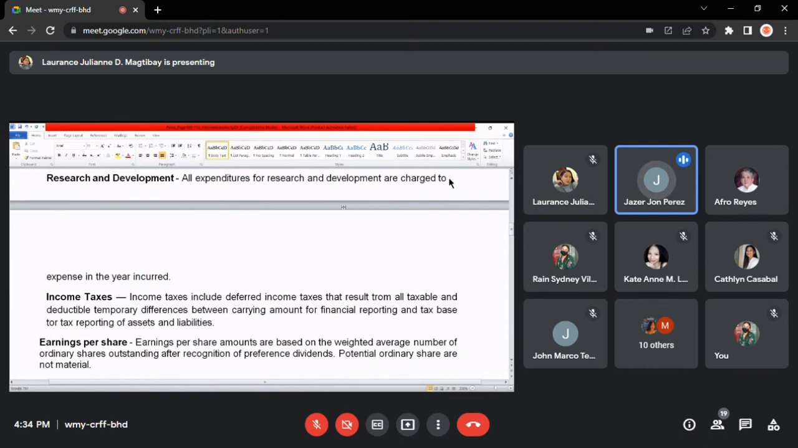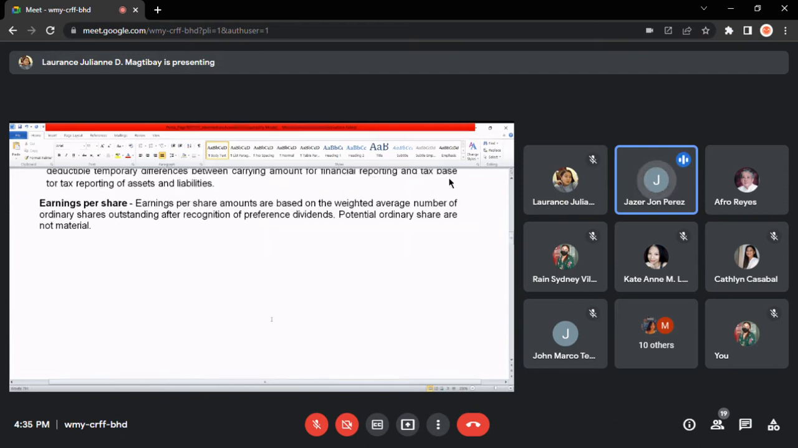For income taxes include deferred income taxes that result from all taxable and deductible temporary differences between carrying amount for financial reporting and tax base for tax reporting of assets and liabilities. And for the earnings per share, amounts are based on the weighted average number of ordinary shares outstanding after the recognition of preference dividends. Potential ordinary shares are not material. Next.